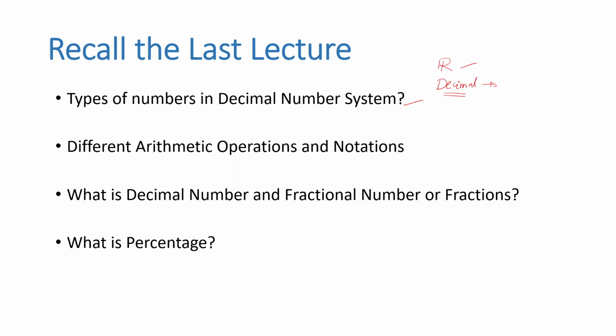Then, coming to arithmetic operations, we discussed different notations and symbols: addition, subtraction, multiplication and so on. We also covered how to convert decimal numbers into fractional numbers and vice versa, which we can call fractions or rational numbers. And we know how to convert a decimal number into a percentage and back, by multiplying by 100 and dividing by 100.